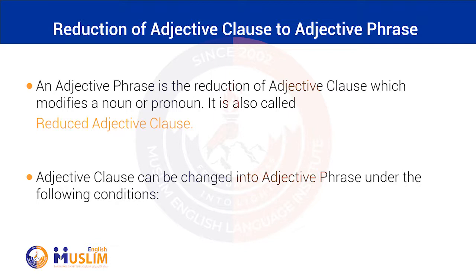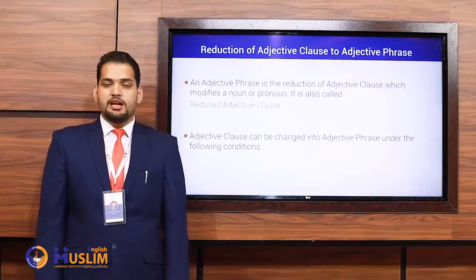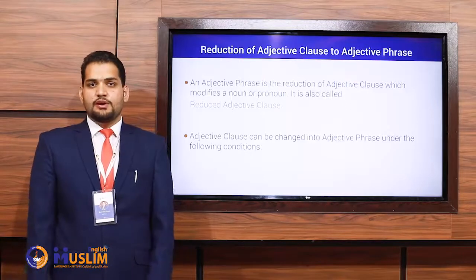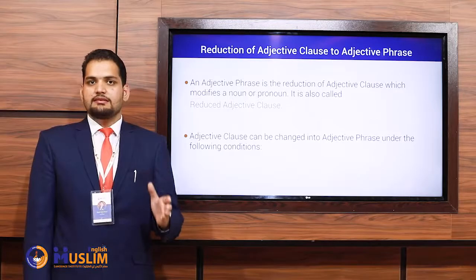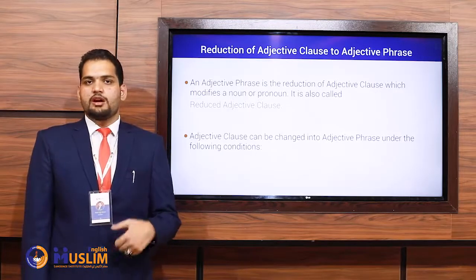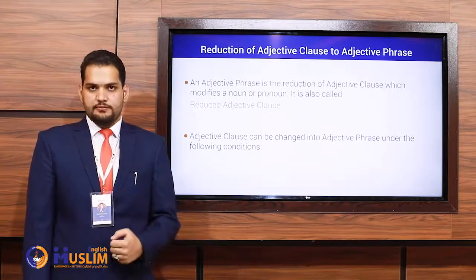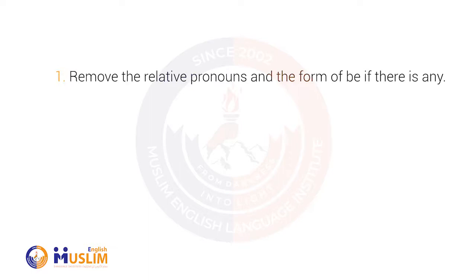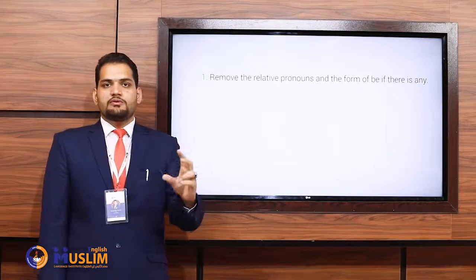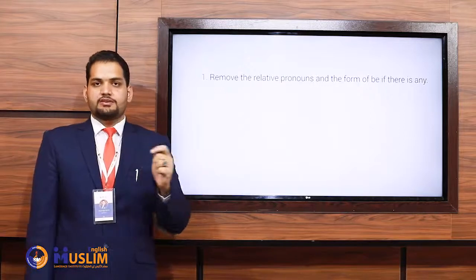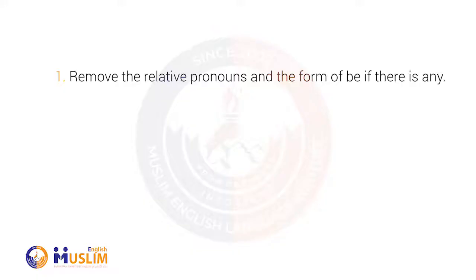Adjective clause can be changed into adjective phrase under the following conditions. Remember, you cannot change every adjective clause to adjective phrase. There are some certain rules and conditions that you have to observe while reducing an adjective clause. Number 1. Remove the relative pronouns and the form of be if there is any. The first thing you have to do is remove the relative pronoun. And if there is a to be verb, remove it as well.